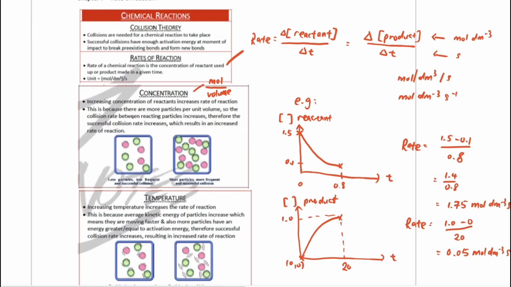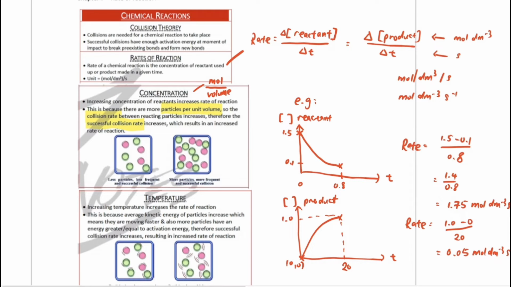Of course the idea is if collision is more, then the successful collision is more. So if they collide, then the chance of getting a successful collision, which is forming product, is also getting more, which results in an increased rate of reaction. The explanation is there. The important words when you explain are particle per unit volume. This one is very important. Whenever we explain based on concentration, remember to say particle per unit volume, which is the representation of concentration. Then collision rate, then successful collision rate are the important keywords also.